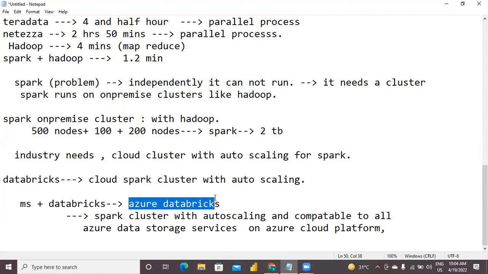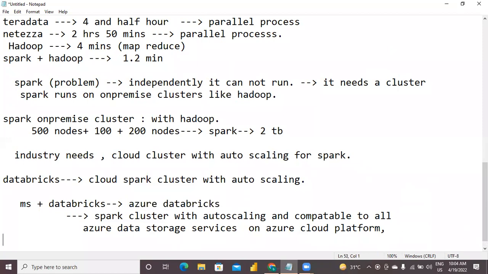Understand? Finally, in Databricks, who will process the data? Spark will process the data. Then what is Databricks doing to help you? I like Spark. To execute that Spark, I need a cluster. That too, the cluster should be with auto scaling. That too, my cluster should be compatible with my Azure data storage services. Those three features are provisioned by Azure Databricks. Clear, all of you? Okay.